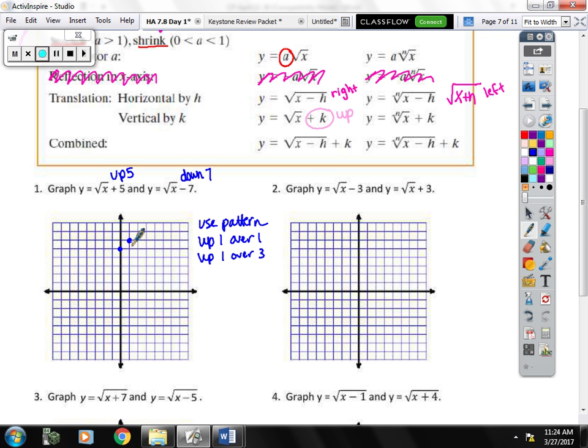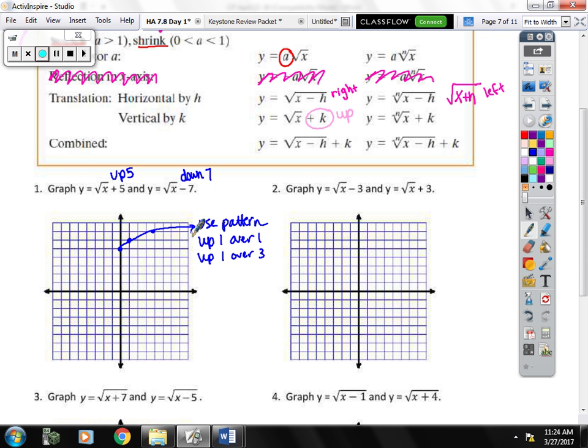If you forget the pattern, just do a table of values. Just pick numbers to plug in for x. And then you will sketch the curve as best you can. Put an arrow on the end. It's kind of like a ray almost, but it's not straight, so it does have just a one-sided arrow.